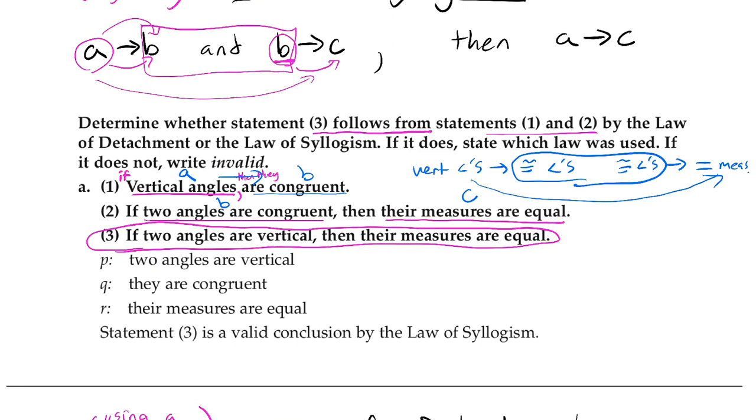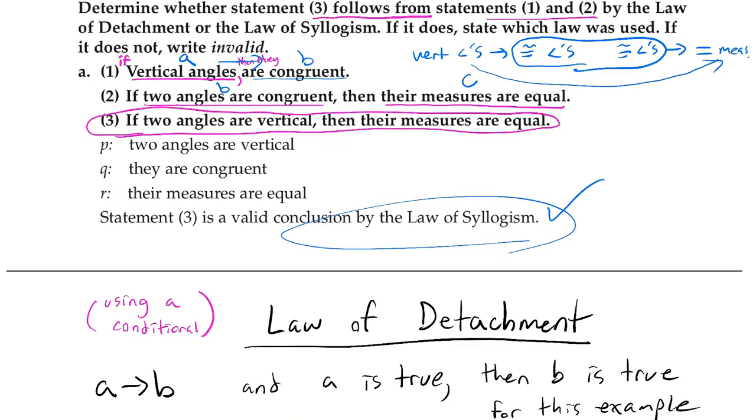So if two angles are vertical, then their measures are equal. So yes, that is valid by the law of syllogism. The answer was written already right there. But that's a somewhat clear example. I know that first one wasn't an if-then, so you have to really identify and investigate the logic, okay? And then we'll do more examples, don't you worry.